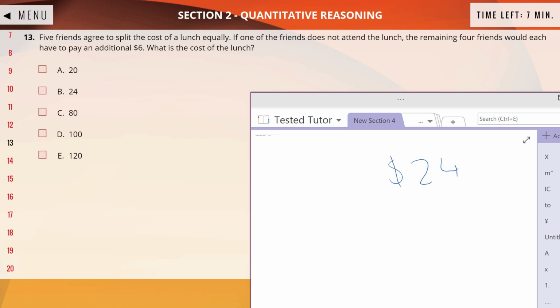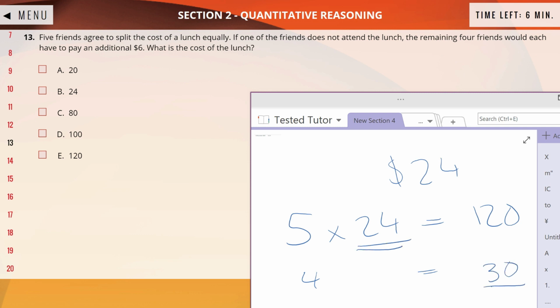So that means while the guy was still there, each person was paying $24. So 5 friends were each paying $24. And so the total cost of the meal must have been $120. And we can check this because if he leaves, there's only 4 people now. 120 divided by 4 is 30. And so the price per person has gone from 24 to 30, which is an extra 6. Thereby proving that the cost of the lunch was originally 120.